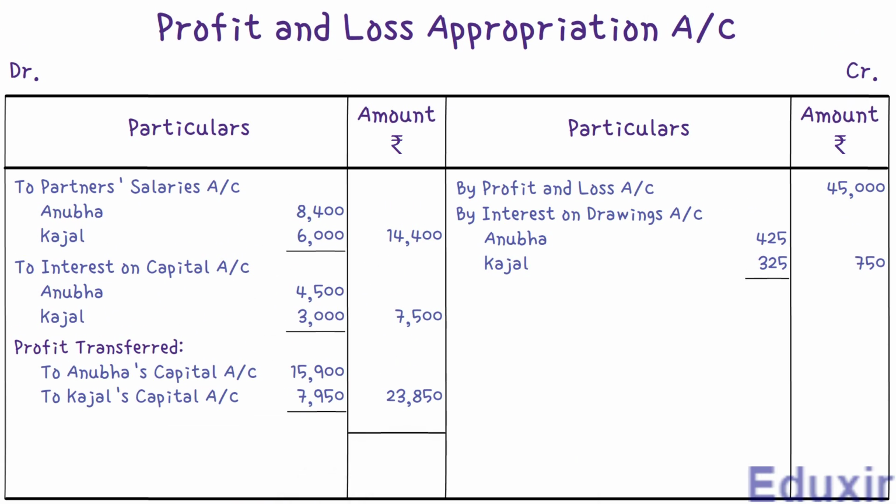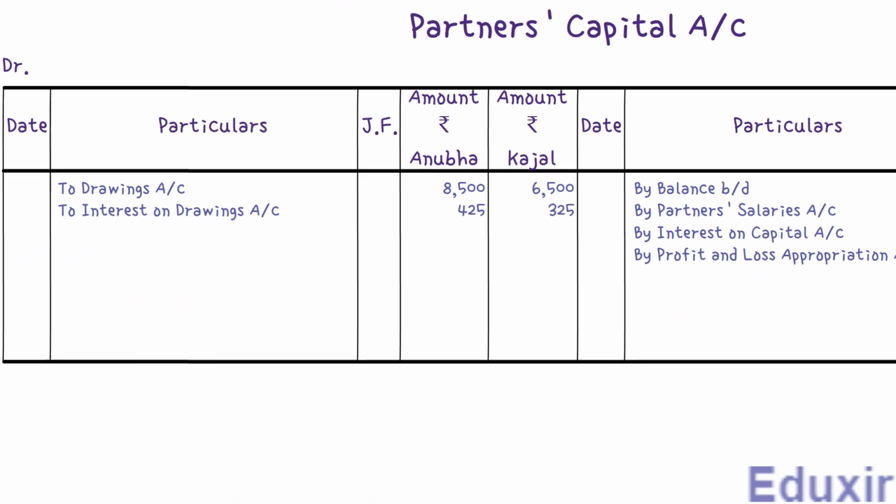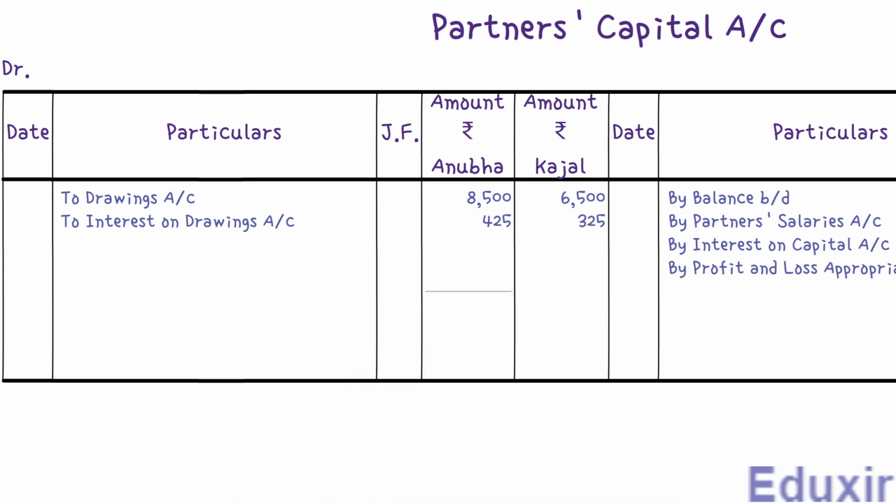The total on the debit side of the profit and loss appropriation account is 45,750 rupees. Similarly, the total on the credit side of the profit and loss appropriation account is 45,750 rupees. So now the profit and loss appropriation account is balanced. Let's now proceed to the partner's capital account. The total on the debit side of the partner's capital account for the partner Anubha is 8,925 rupees. Similarly, the total on the debit side for the partner Kajal is 6,825 rupees.